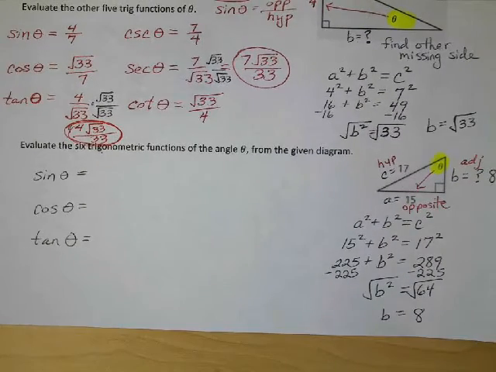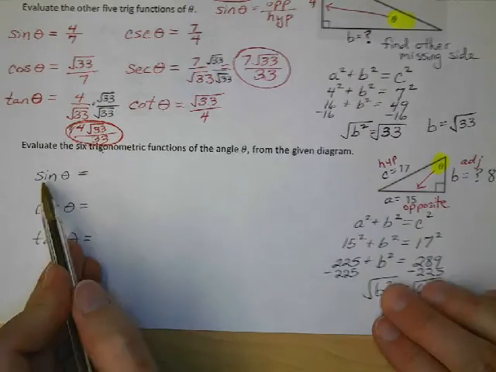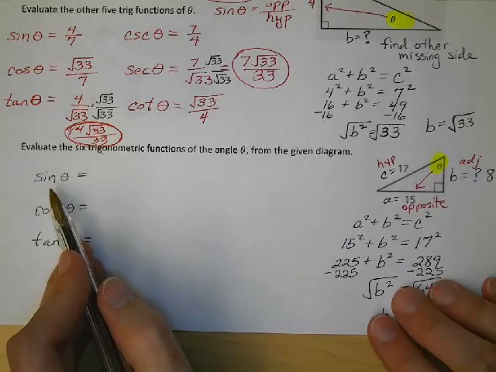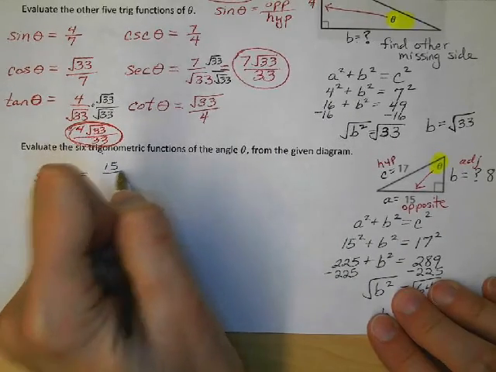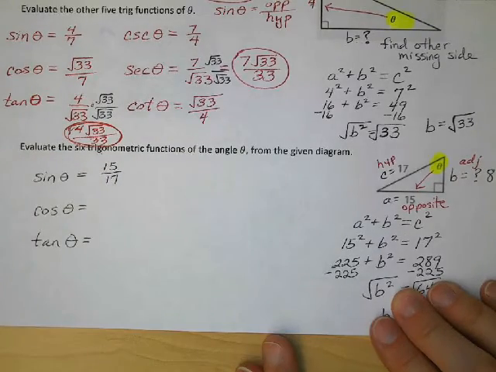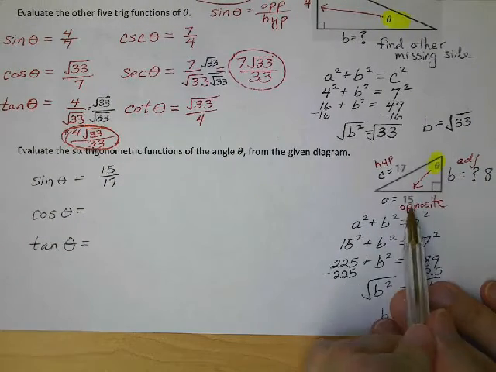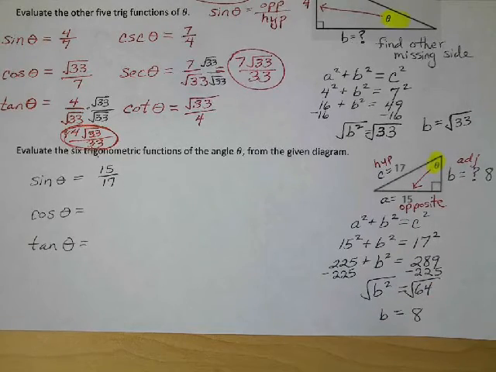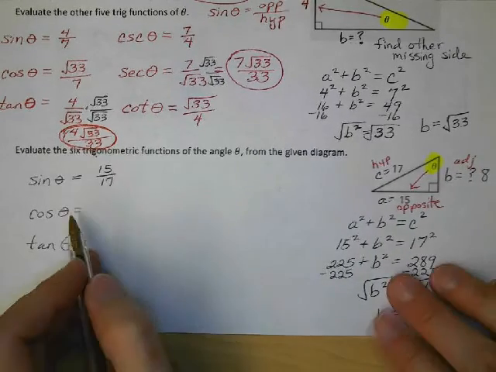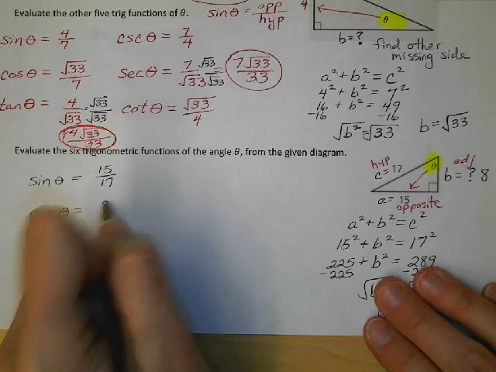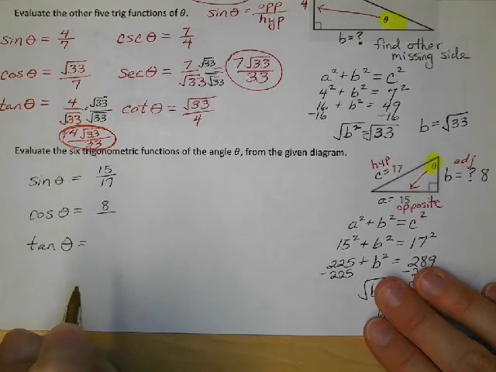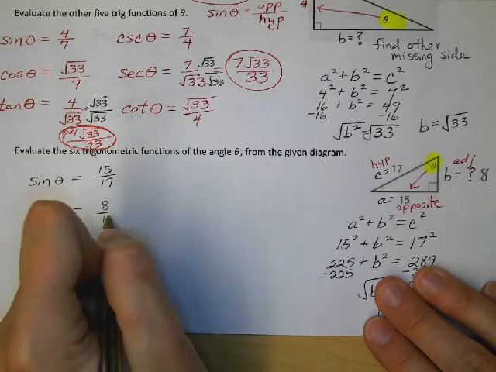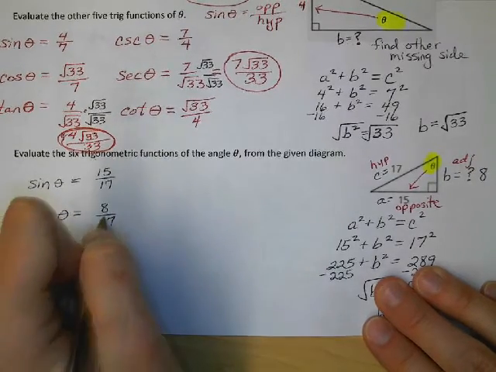So opposite's always across. Alright, so what do you think? What's sine going to equal? The sine theta one. 15 over 17. Yep, good job. The opposite over hypotenuse. Okay, cosine one. Which one's that? Good job. Adjacent, that's the 8. Yep, 8 over the hypotenuse one, 17. 8 over 17.